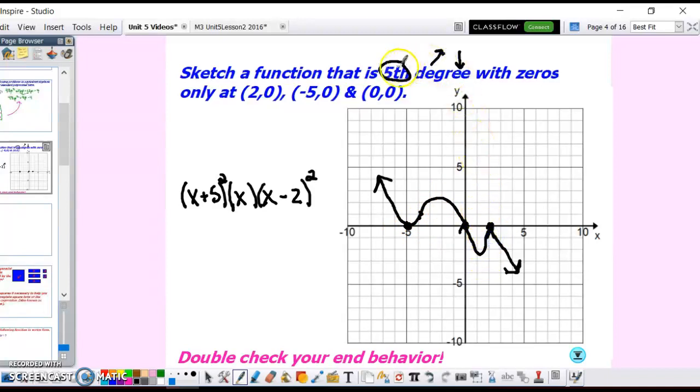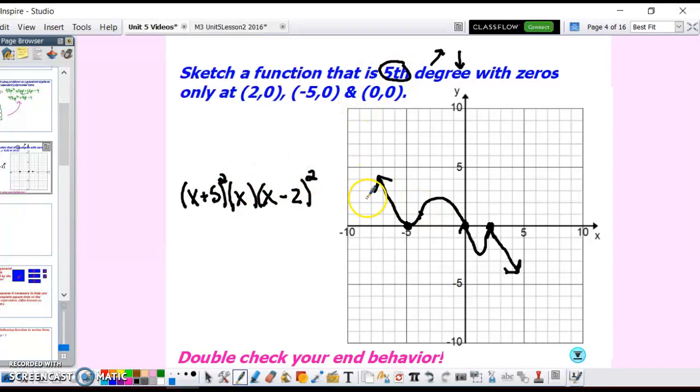Again, that makes a lot of sense being a fifth degree, because fifth degrees could have 4 or 2 or 0 local maxes or mins. So this would be one possible sketch for a function that has the end behaviors to match and the zeros, but it also has a couple double zeros in order to reach the fifth degree.